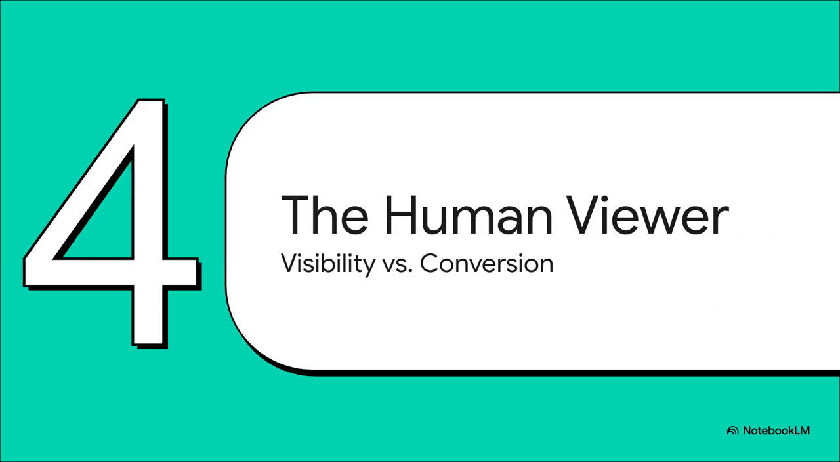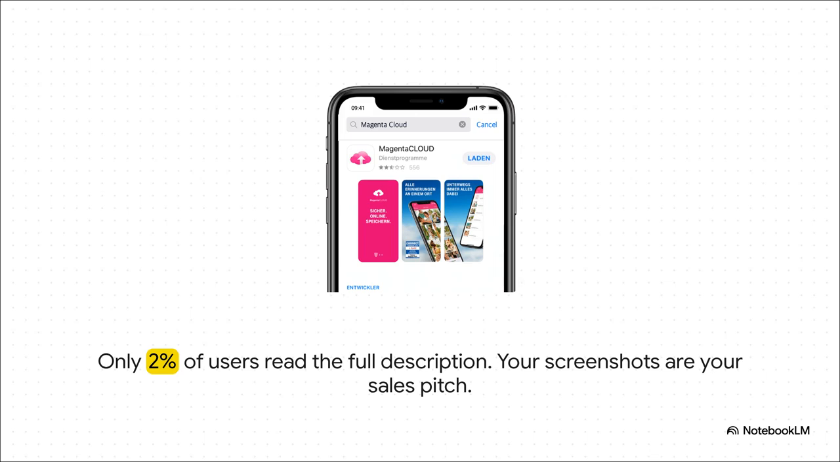Okay, we've arrived at our final and, honestly, maybe the most important mistake of all. You can do everything else right. You can master the keywords, climb all the way to the top of the search rankings, and still get no downloads. How? Because you forgot about the most important part, the human being who has to actually be convinced to hit that get button. I want you to really let this number sink in. Fewer than 2%. 2% of users ever read your app's full description. That's basically nobody.